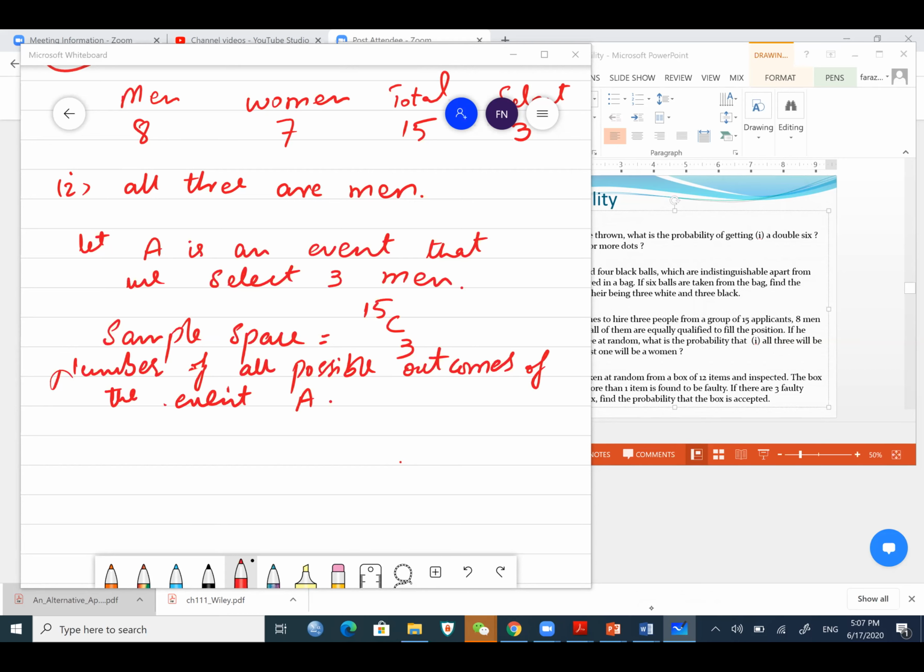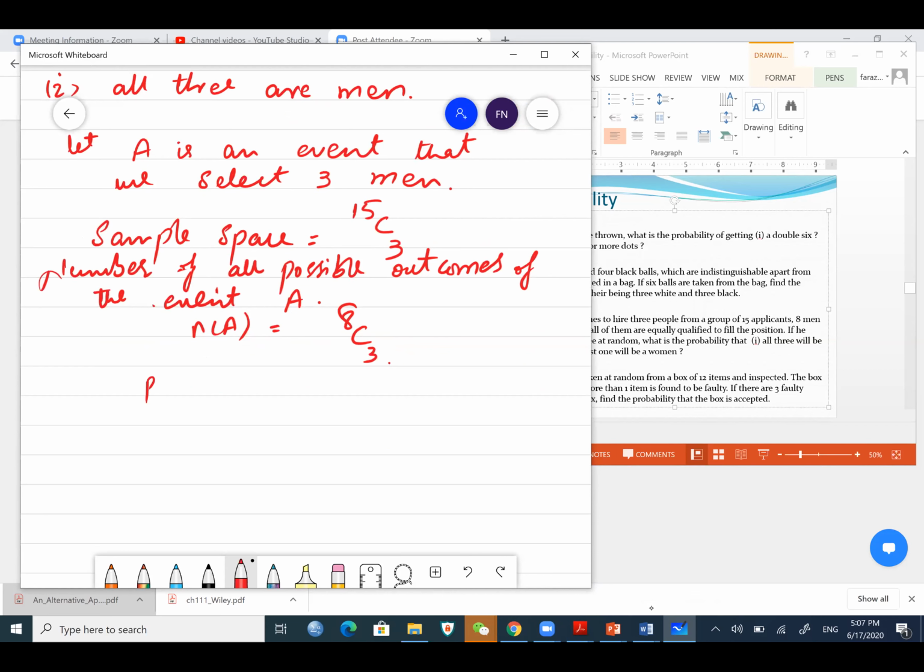So N of A, we want to select 3 men and there are 8 men in total. So it will be 8C3. So the probability that all 3 will be men is 8C3, and in total how many people do we want to select? We want to select 3 people and there is no one remaining, so 0 women will occur. So it is 15C3. Even if you leave it like this, that is fine, no problem from an exam point of view.